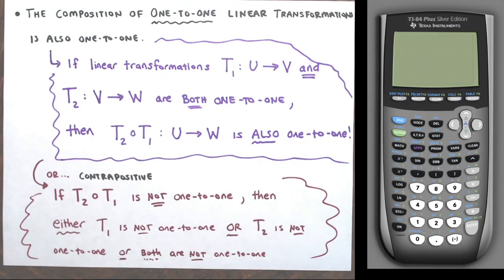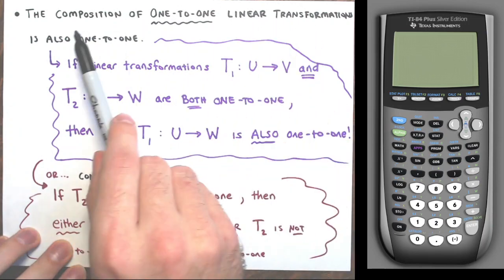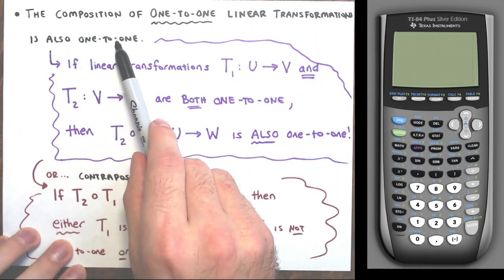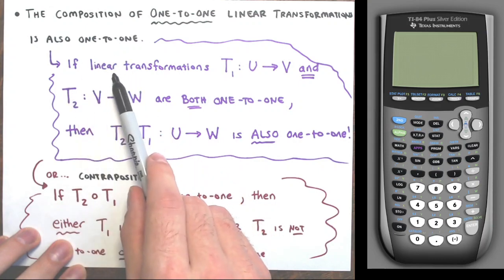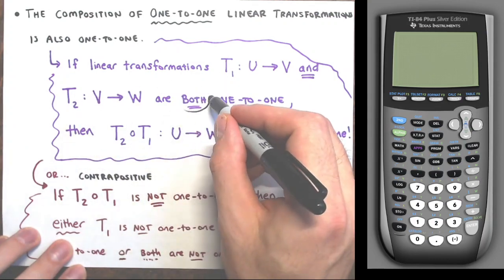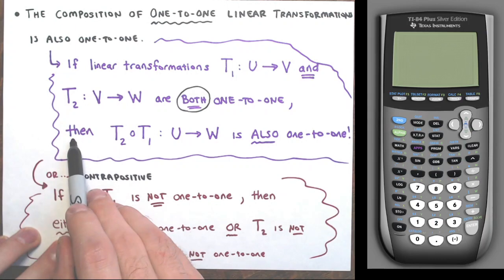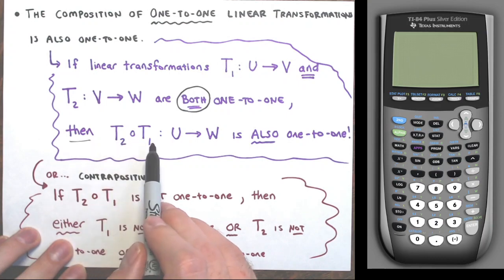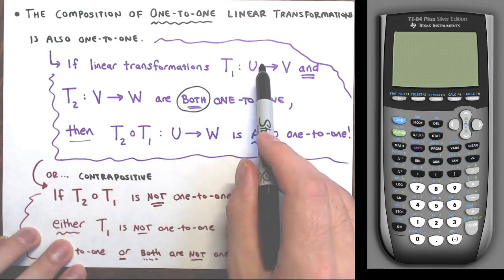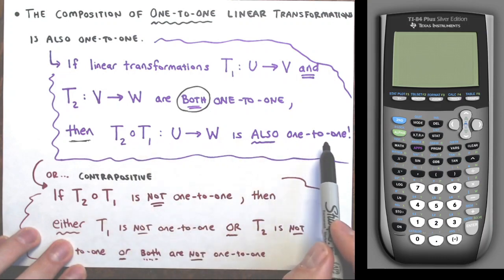So there's going to be a lot of writing and drawings the rest of the way. Hope it makes sense to you. So here, the composition of one-to-one linear transformations will also be a one-to-one linear transformation. That's saying that if I have two linear transformations, say T1 and T2, and they are both one-to-one, then their composition, T2 composed with T1, as long as it's well defined, which this would be, just looking at the domains and codomains, will also be one-to-one.